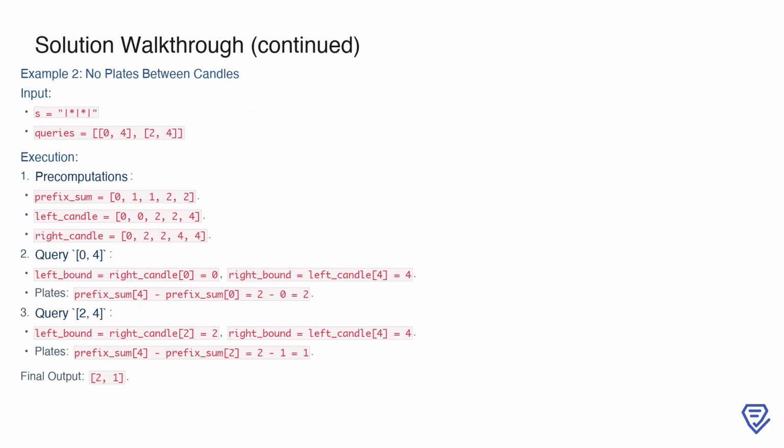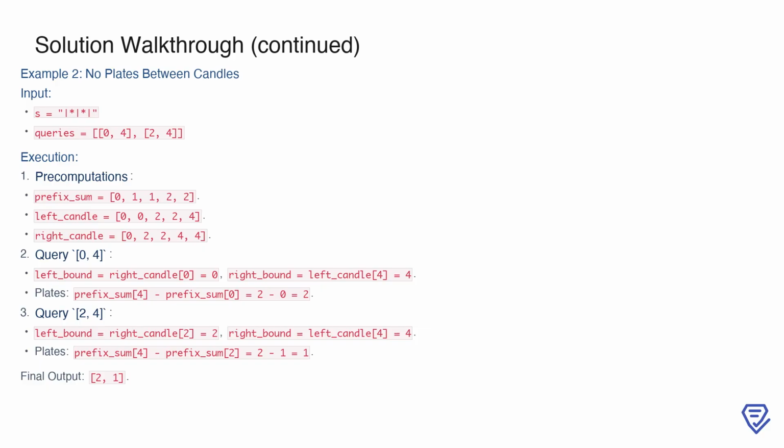In this example, we examine a case where no plates exist between candles in some queries. The string is s equals | asterisk | asterisk |, and the queries are 0, 4 and 2, 4. After pre-computing, we have prefix_sum equals 0, 1, 1, 2, 2, left_candle equals 0, 0, 2, 2, 4, and right_candle equals 0, 2, 2, 4, 4.